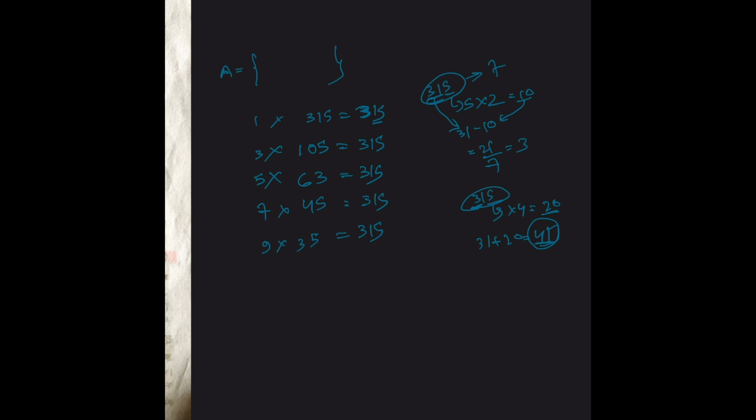Now, 315 is not divisible by 14. You'll see that 7 into 45 is 315. For 315 to be divisible by 14, we needed an even number, or a number which would have been divisible by 14 itself.